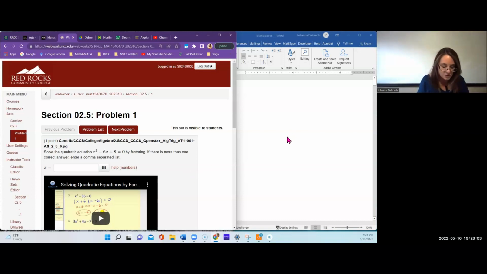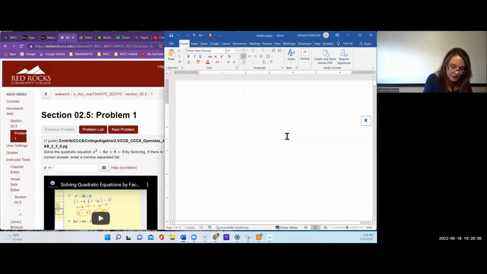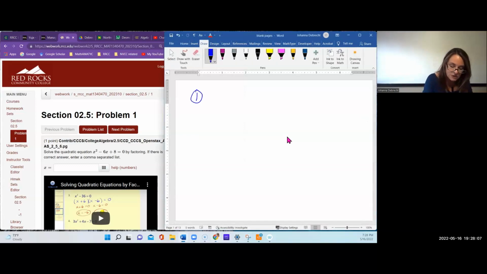Now what we want to do is solve this problem by factoring. So first we note that this is problem number 1 and we copy the problem. This protects you in case you copy it wrong. Now let's take a look at factoring x squared minus 6x plus 8. We've learned in a previous method over section 1.5 how to factor using either the guess and check method or by using the AC method.